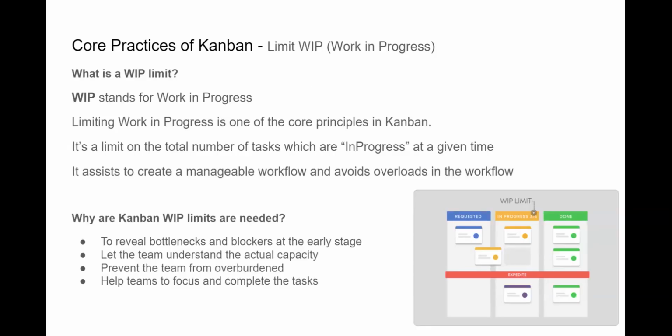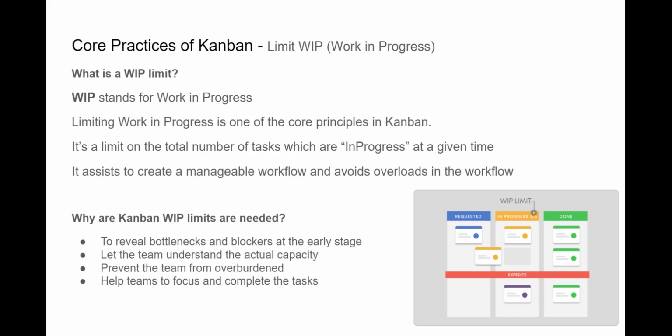Third, work in progress. Limited work in progress is one of the core principles in the Kanban methodology. WIP limits will assign the maximum amount of requirements which the product development team can productively manage at each phase of the Kanban process. In simple terms, it's a limit on the total number of tasks which are in progress at a given time. WIP limits assist to create a manageable workflow and avoid overloads in the entire workflow.